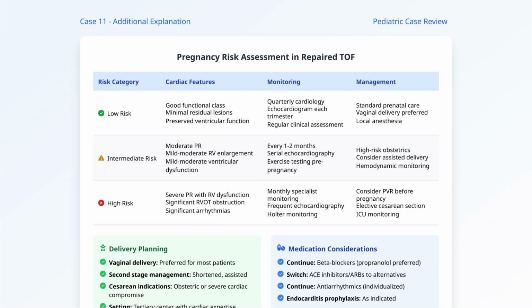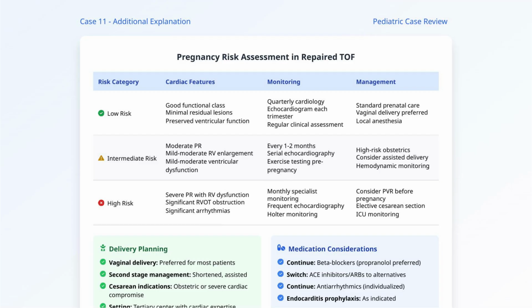This table outlines risk assessment for pregnancy in women with repaired tetralogy of Fallot. Low-risk patients like our case have good functional class, minimal residual lesions, and preserved ventricular function. These women typically tolerate pregnancy well with quarterly cardiology assessments.